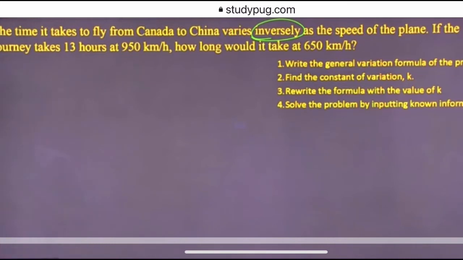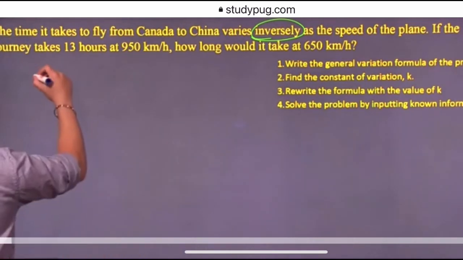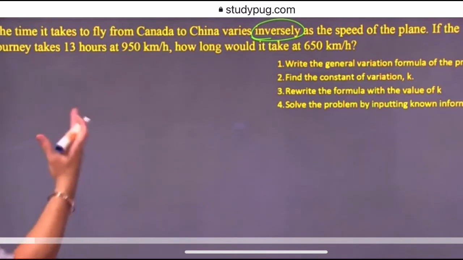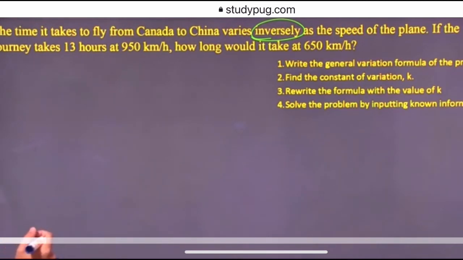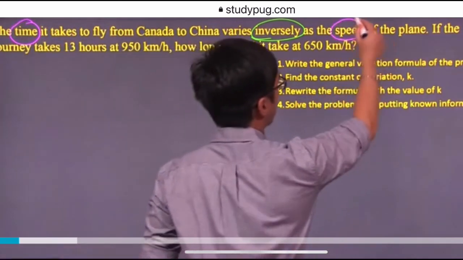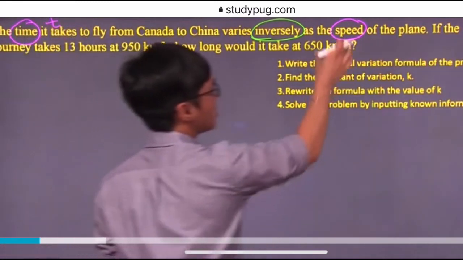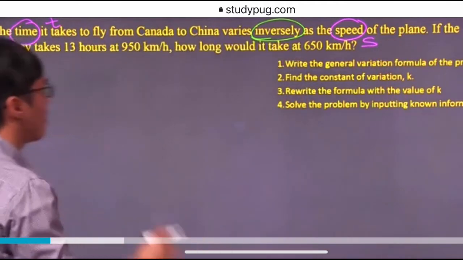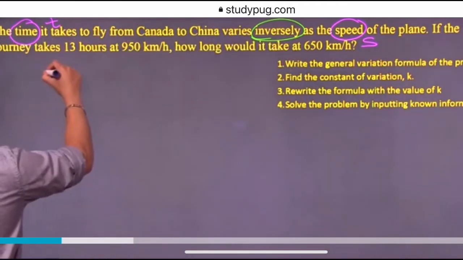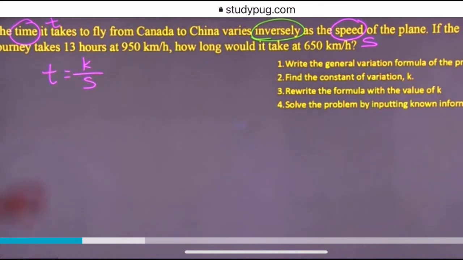Since it's an inverse variation, first step, write out the general variation formula. Let's give us some variables. We're looking at time and speed. So let's say time, we give it a variable t, and the speed, we give it a variable s. Now we have the inverse variation between these two variables. So we have t is k over s. The time is inversely proportional to s. So we have t equals k over s.